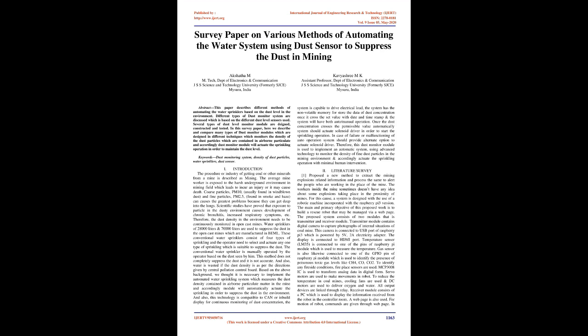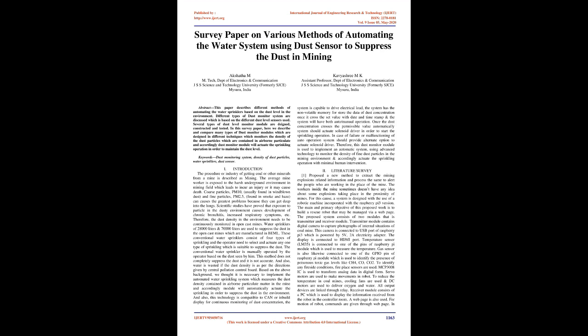Several types of dust level monitor module are designed, constructed, and tested. In this survey paper, we describe and compare many types of dust monitor modules which are designed with different techniques, which monitor the density of the dust particles contained in airborne particulate, and accordingly the dust monitor module will actuate the sprinkling operation in order to maintain the dust level. Keywords: dust monitoring system, density of dust particles, water sprinklers, dust sensor.